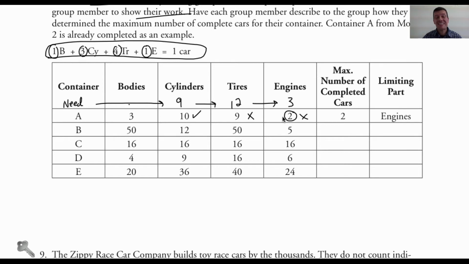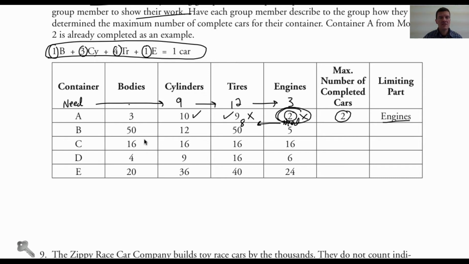I would need 8 tires. Here's what I need. I need 8 tires. Do I have at least 8 tires? Yes, in that case I do. So it is the engines here that limits how much I can make. I can only make 2. Now, 50 bodies, 12, 50, and 5.